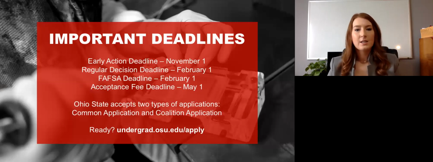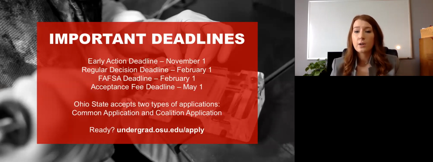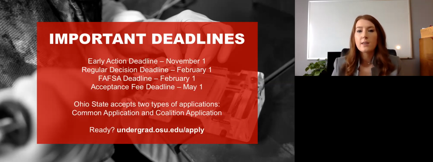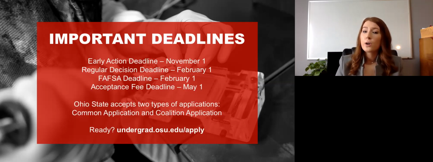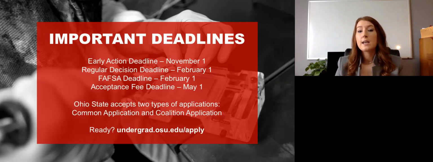So important dates. The early action deadline, especially for those of you interested in any of the engineering programs, or special programs like honors and scholars, you really need to hit that November 1 deadline. But it's also just great to hit that deadline regardless of what you're interested in. The regular decision deadline is February 1st, as well as the FAFSA deadline. And for those of you who have already applied, the acceptance fee deadline date is May 1st. So you want to make sure that you keep that in mind as you're making your college decisions.